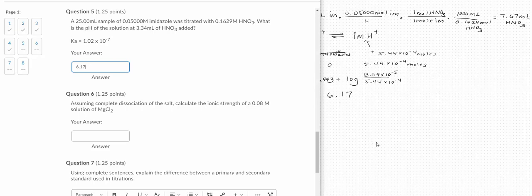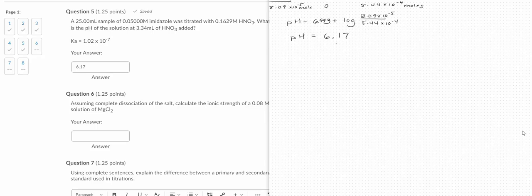Number 6, assuming complete dissociation of the salt, calculate the ionic strength of a 0.08 molar solution of magnesium chloride. Well, ionic strength is mu, and that's going to be 1/2 the concentration of the cation times the charge of the cation squared plus the concentration of the anion times the charge of the anion squared.